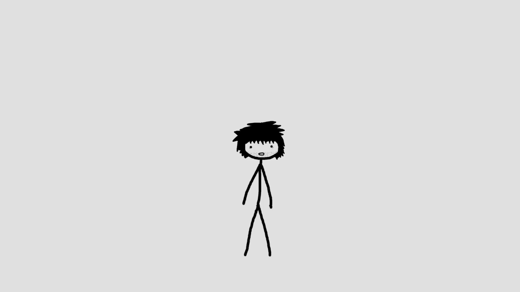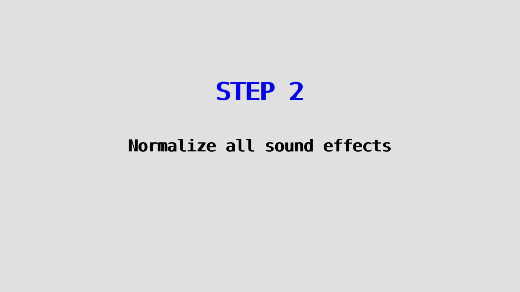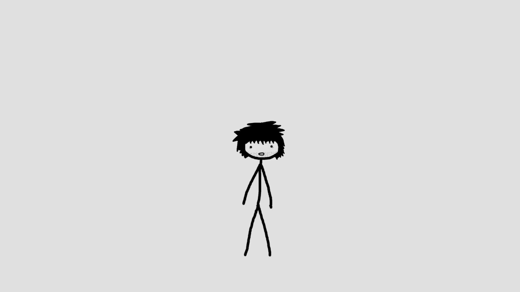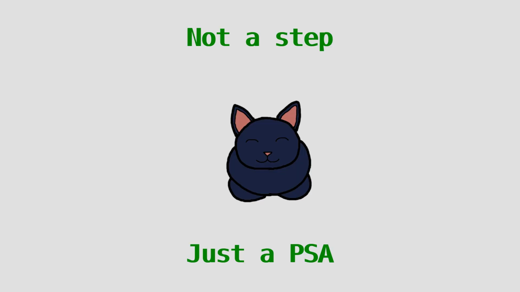Okay, let's keep going. Step 2: Normalize all sound effects. Last episode, we created our own sound effects. But I just noticed that some sound effects are a bit loud and others are a bit soft. Yeah, I forgot to normalize my sound effects. This is not really a step, just a PSA.